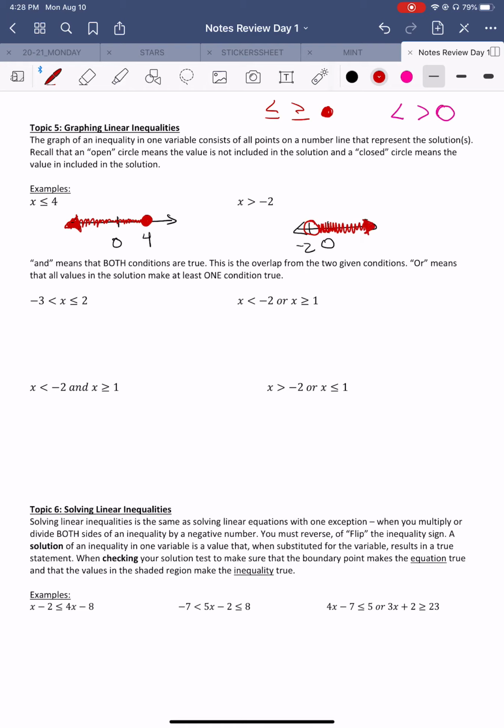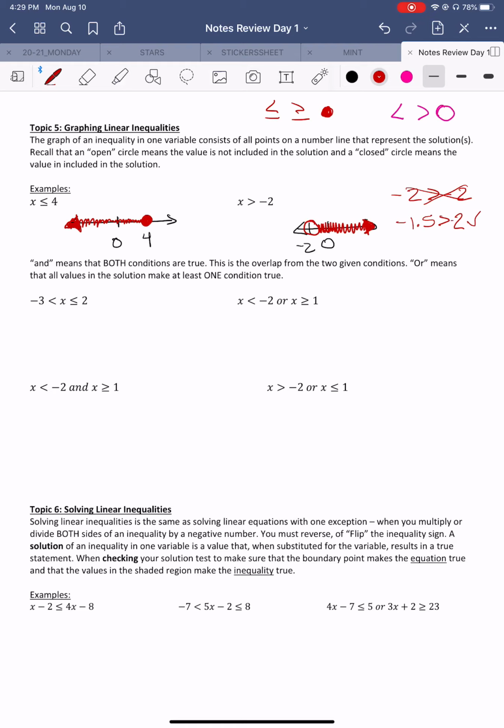Now, what does it mean when I say that the answer is not included? Well, if I use -2 in this inequality, -2 is not greater than -2. That is a false statement. However, anything greater than -2, for example, -1.5, right? Is -1.5 greater than -2? Yes, so that is a true statement.